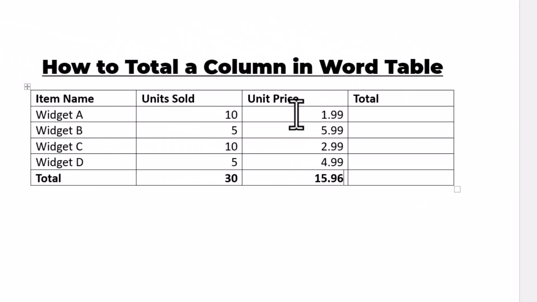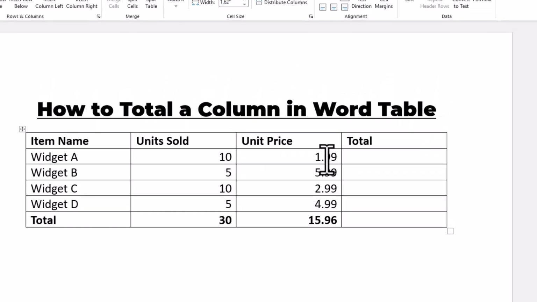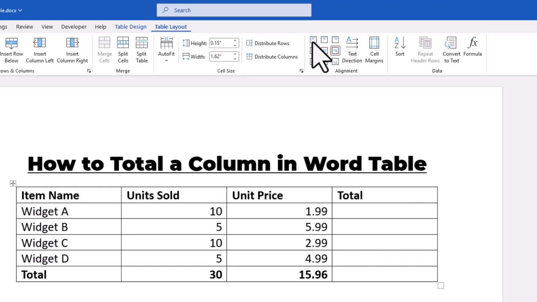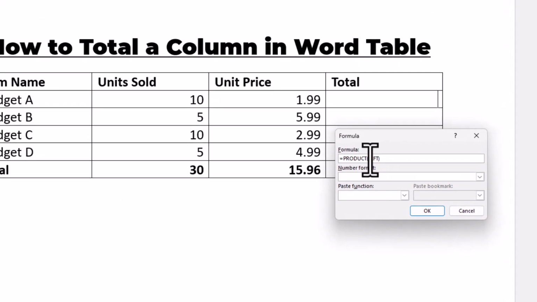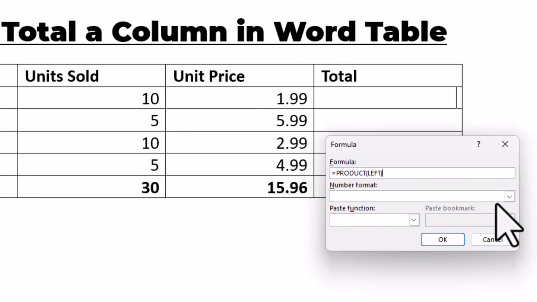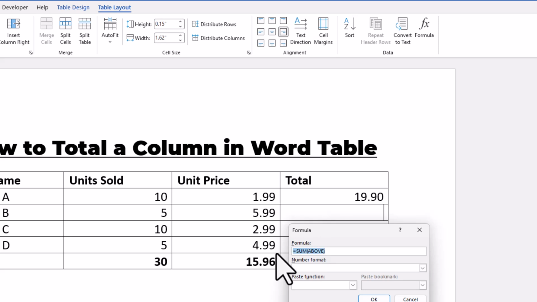If you also want to calculate each row first, click in the Total cell for that row, go to Table Layout, click Formula, replace the formula with equals PRODUCT(LEFT) to multiply the values on the left, choose a number format, and click OK. Repeat this for the remaining rows because Word doesn't fill formulas automatically.